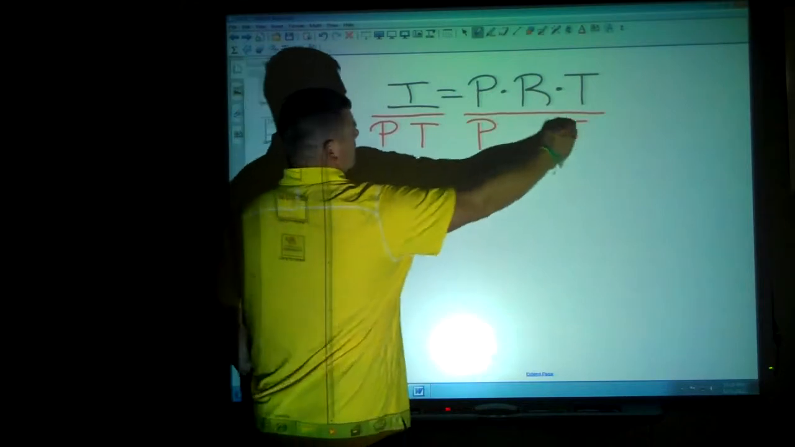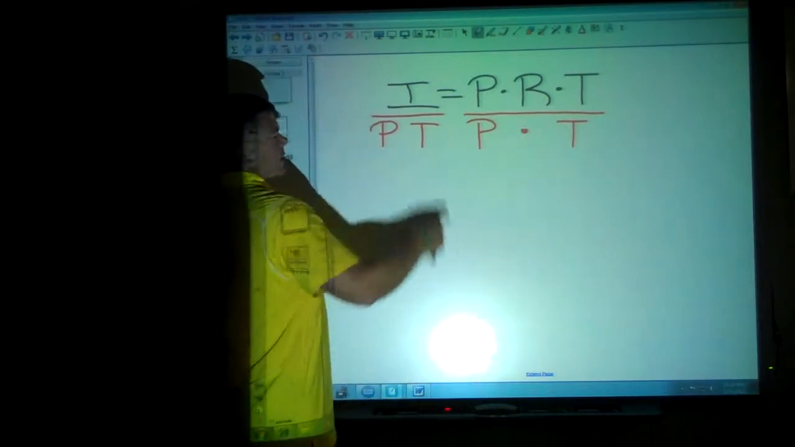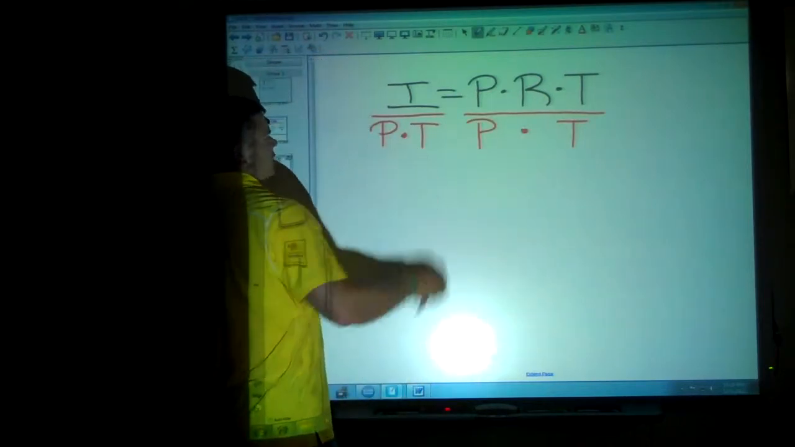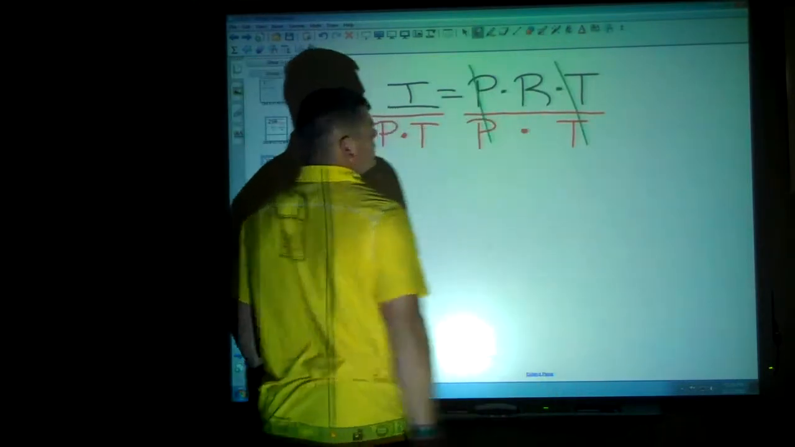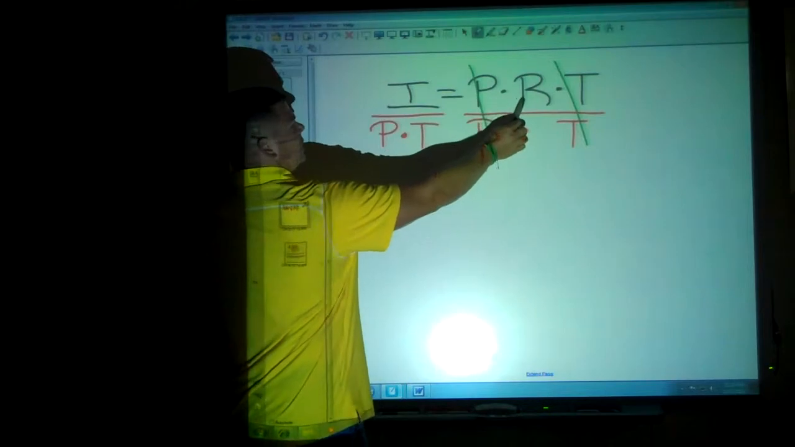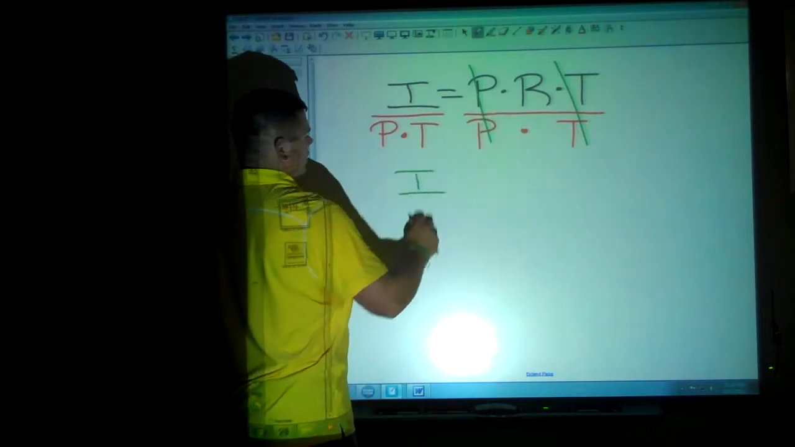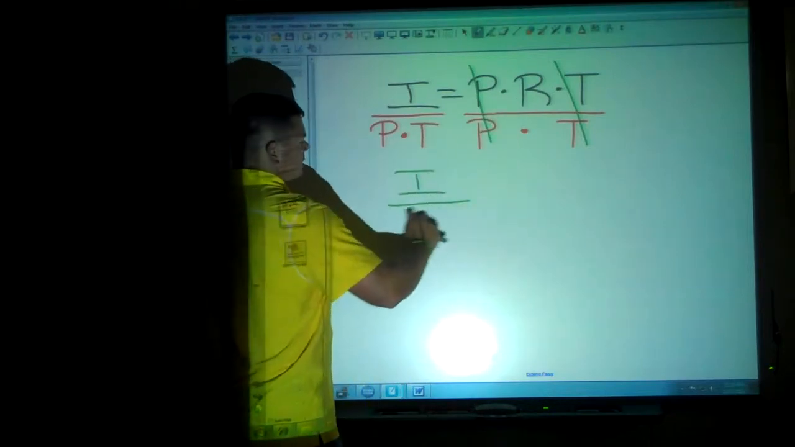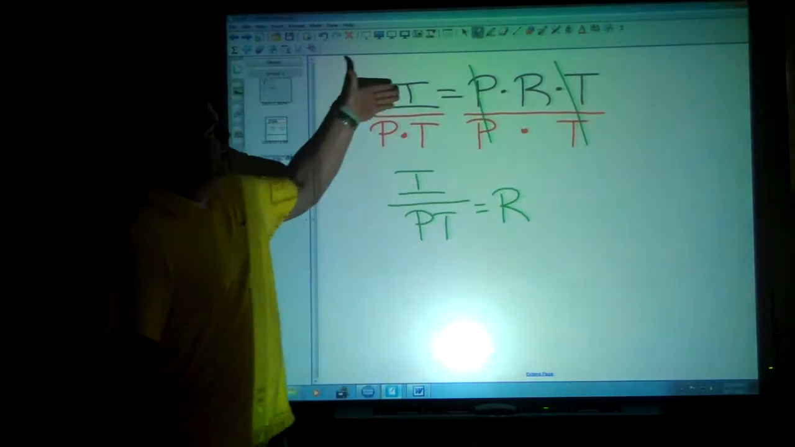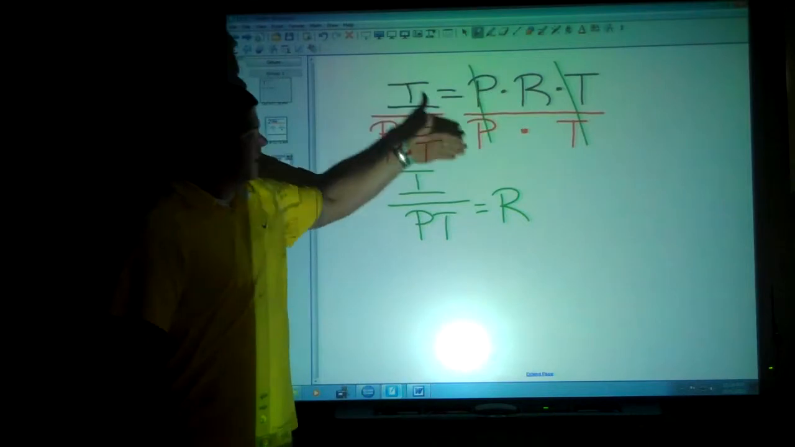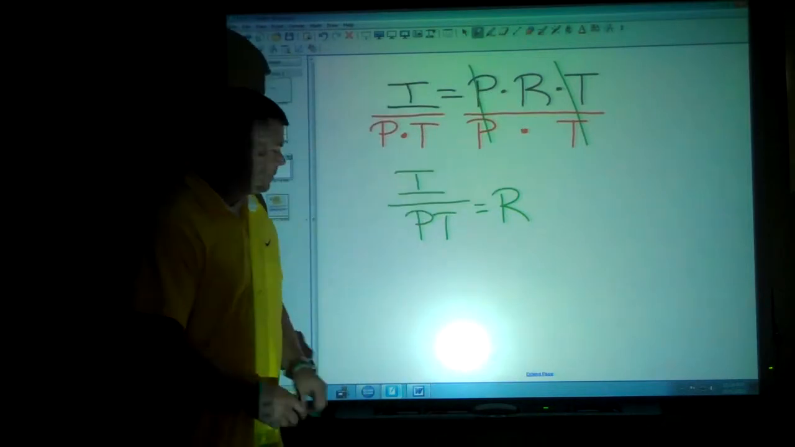Now, in between this p and that t is really multiplication. But what's happened is the p's have canceled out and the t's have canceled out. And I've isolated the letter r, which is exactly what I want. And I could say I over pt will equal the rate. So I've rearranged the simple interest formula to isolate the variable that I'm looking for.